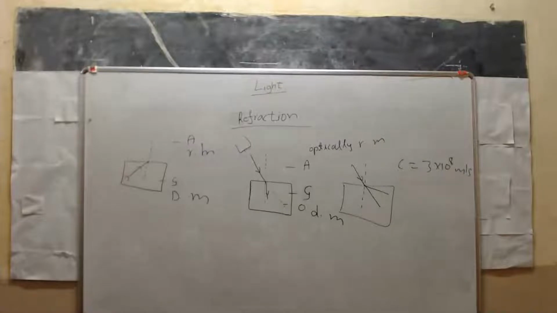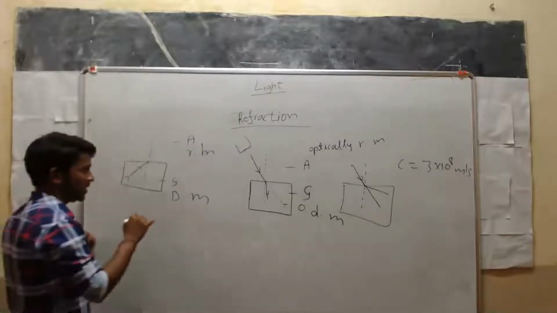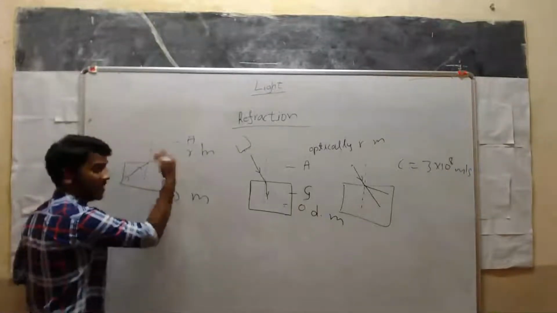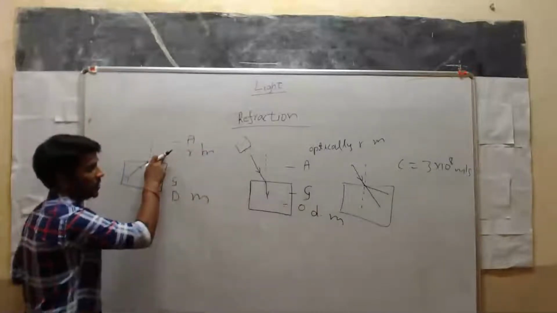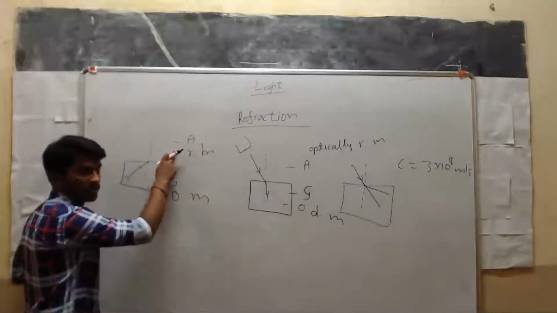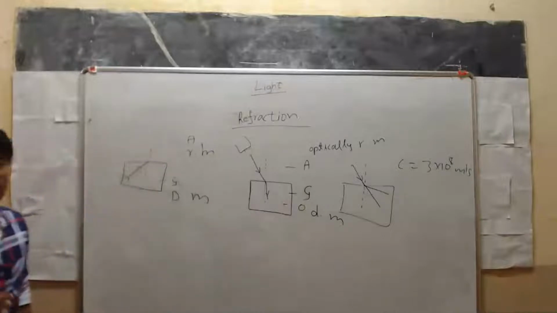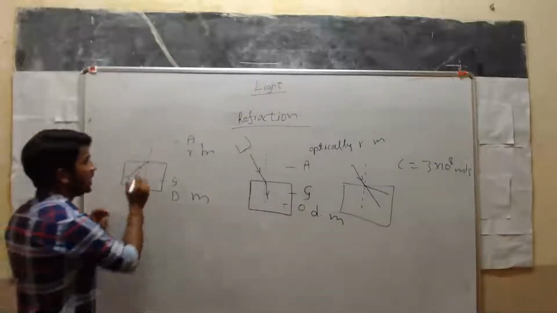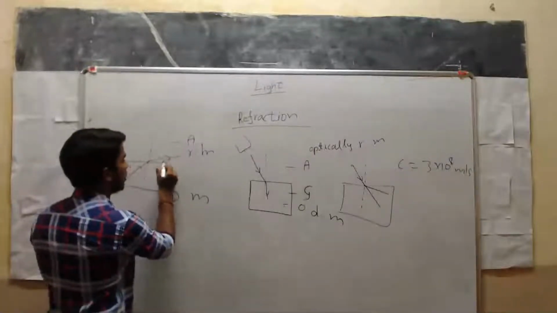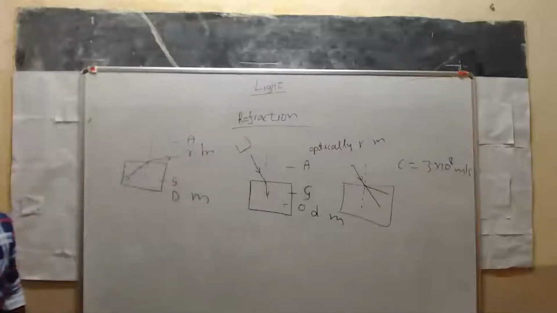Okay, how does it bend? In this case the speed of light increases, right? Why? Because it is traveling to air medium, where the resistance is very less. So here the speed of light increases. So that's why it bends away from the normal. It bends away from the normal.